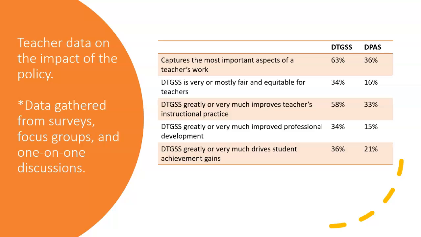Now let's look at the teacher data gathered through surveys, interviews, and discussions. 63% of teachers reported DTGSS captures the most important aspects of a teacher's work. 34% reported that DTGSS is very or mostly fair and equitable for teachers. 58% reported that DTGSS greatly or very much improves teachers' instructional practice. 34% reported that DTGSS greatly or very much improved professional development. And 36% reported that DTGSS greatly or very much drives student achievement gains.